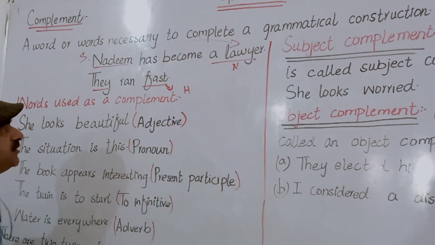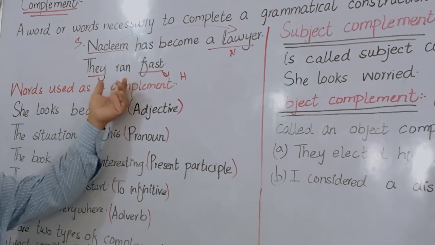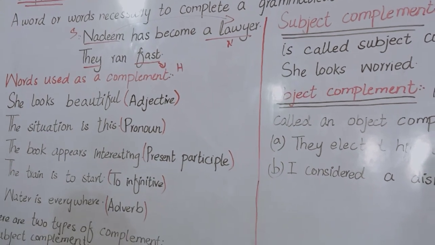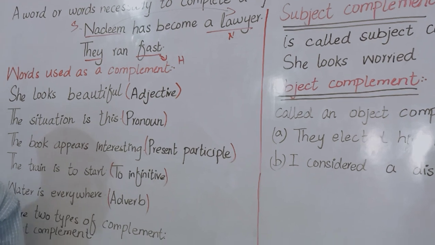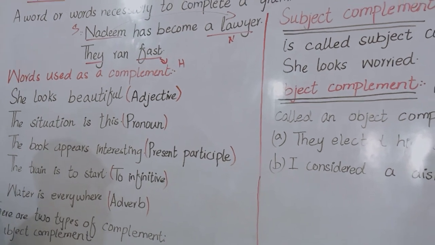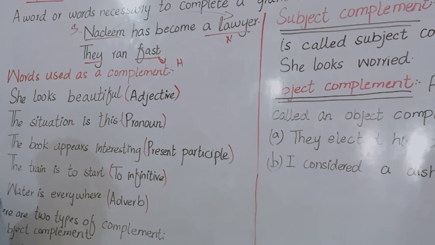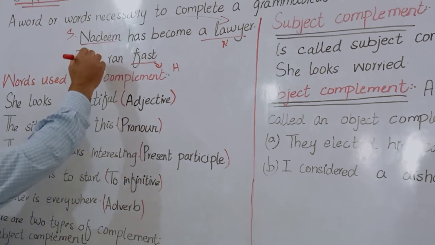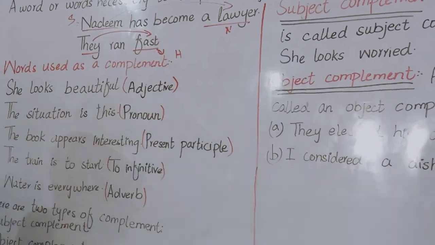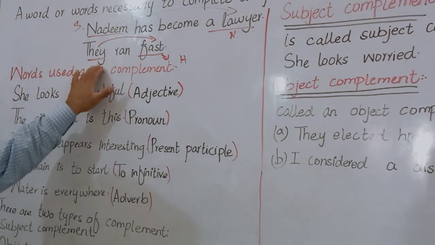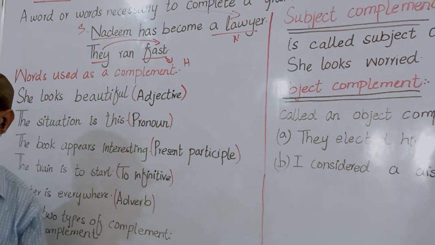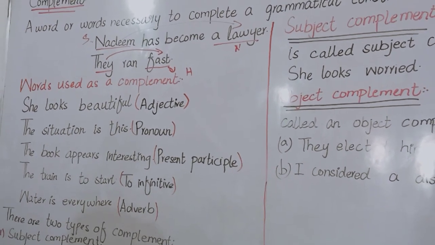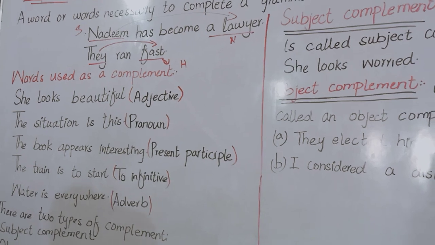If I simply say "they ran," definitely there will be a question in your mind: how did they run, or why did they run? Sometimes such a question arises. So this word fast is completing the subject there. That is the reason fast is a subject complement. That completes the subject.